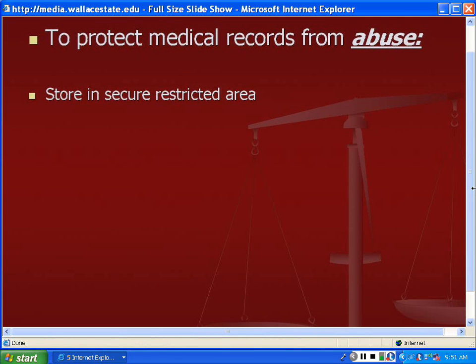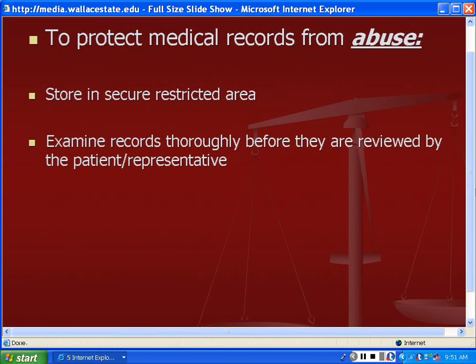And before anybody sits down and looks at that record, you need to examine it before it's reviewed by the patient or the representative. Sometimes that means going through it and actually numbering the pages. You need to know what's on that record.